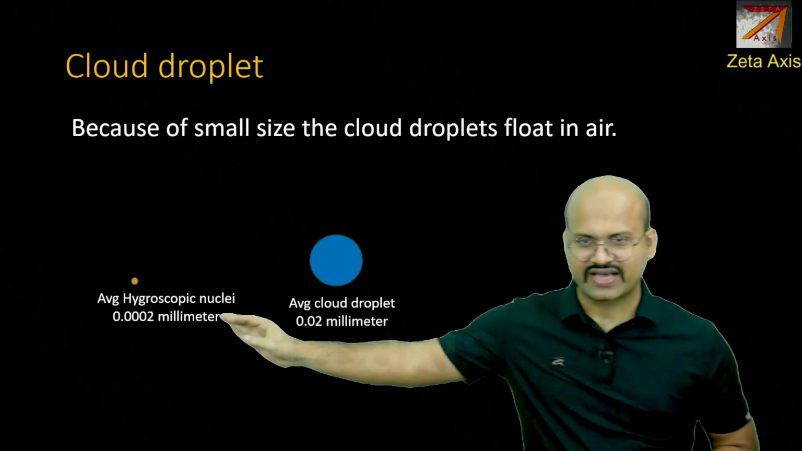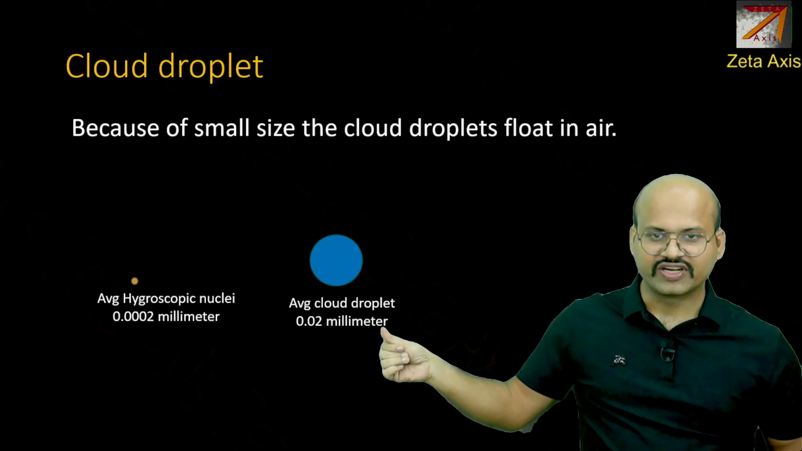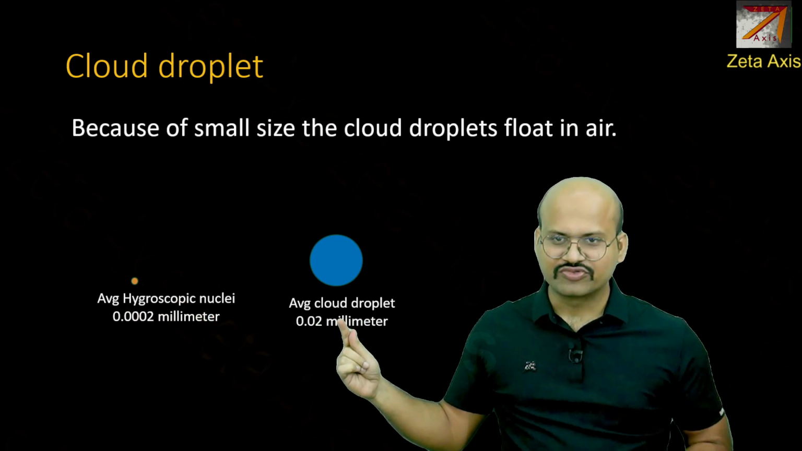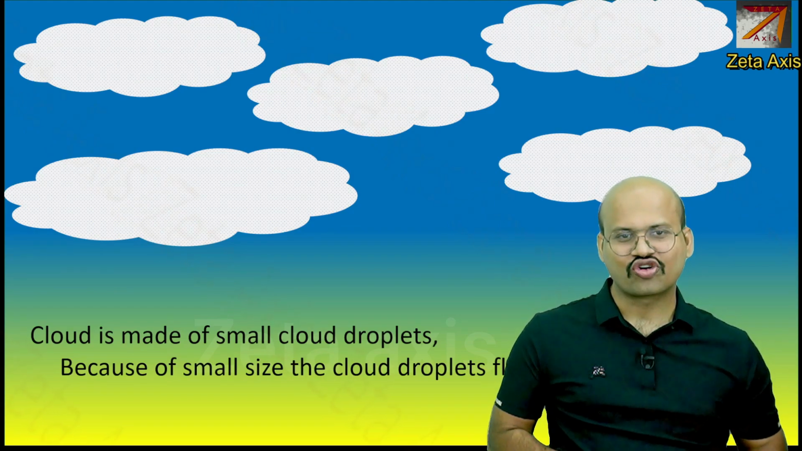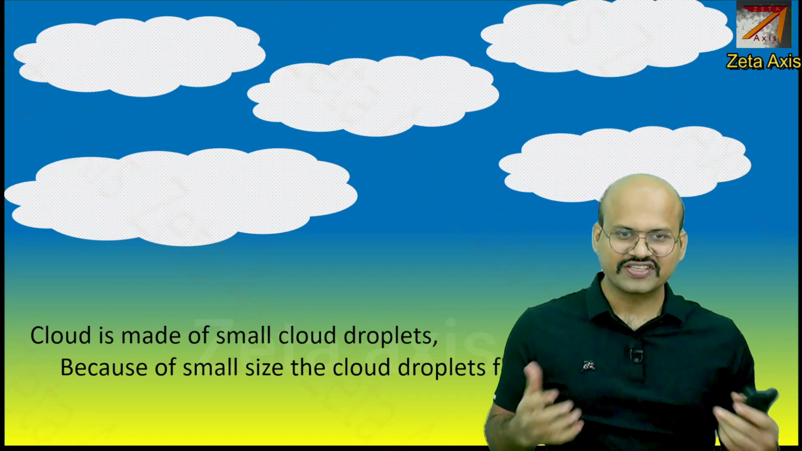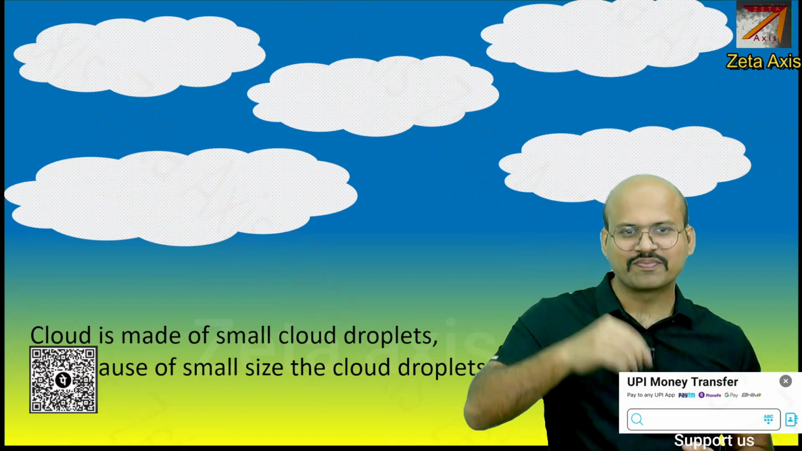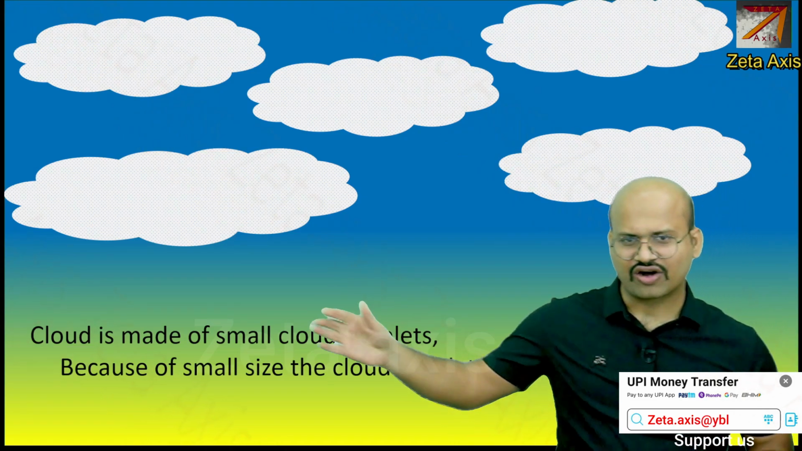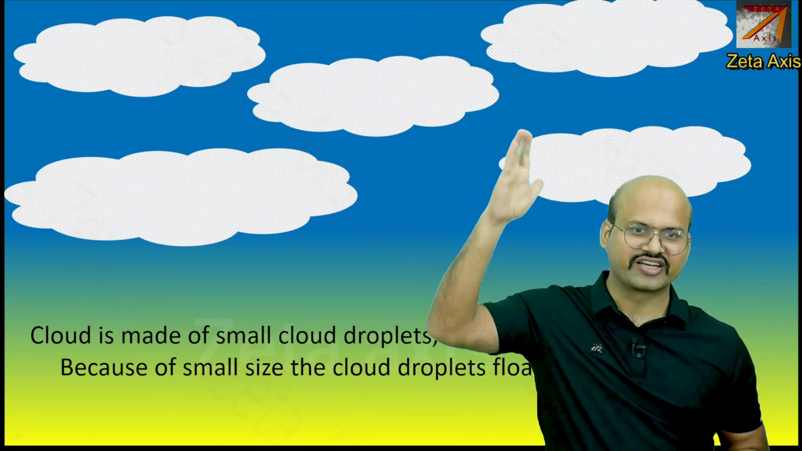We can compare the size. This is our average hygroscopic nuclei and this is our average cloud droplet. We can see that there is a 100 times difference between the size of these two things. Now because these cloud droplets are so small, they remain suspended in the air because the surface area gives them higher buoyancy than the gravitational pull because of their volume. And that is why we see that these clouds, which are formed of so many small cloud droplets, remain suspended in the atmosphere.